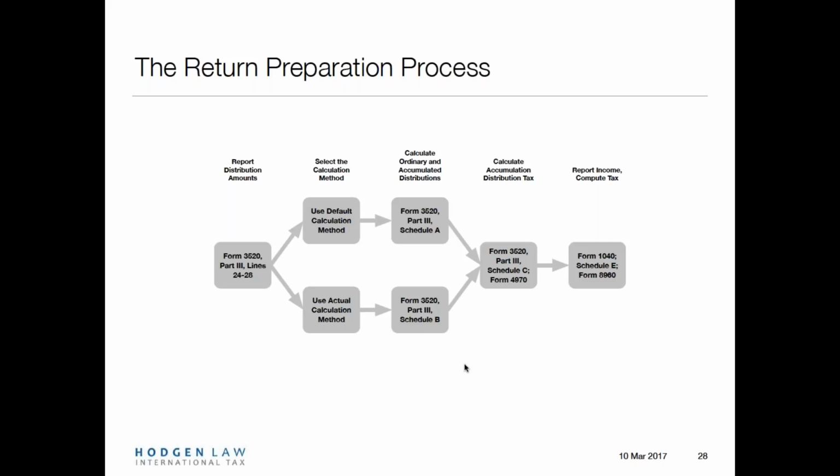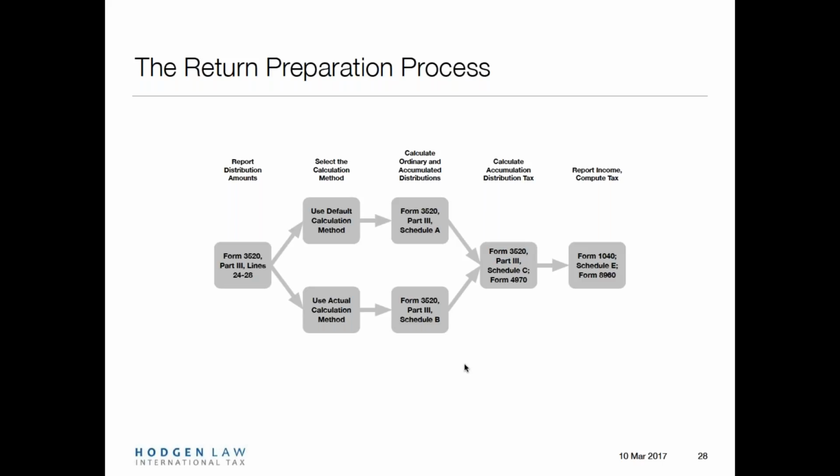The actual calculation method is Schedule B. So you'll go through the lines, and we'll do some examples just in a second. And then after you've done that, you're going to know how much is ordinary income taxable in the current year and how much is an accumulated distribution, which we have to do some more math on. All of that extra math is going to happen on Form 3520 Part 3 Schedule C, and we're going to use Form 4970 as a worksheet to do some of the calculations for that.